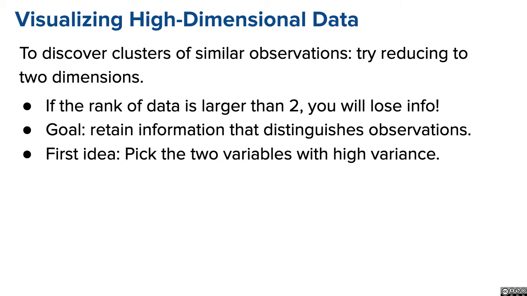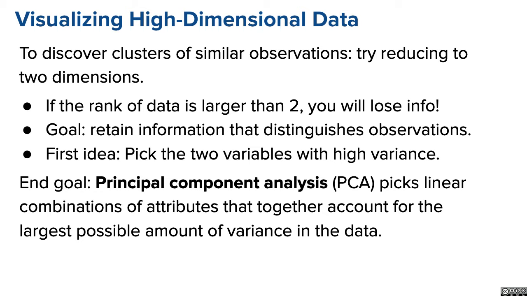Okay, so our first idea for this might be to pick the 2 variables with the highest variance. Our end goal here is to build up to what we call principal component analysis, or PCA, where instead of picking just the 2 variables or 2 columns with the highest variance, what PCA will do is combine some columns together to create some feature combos that capture some variance in our data. But first, let me go through the first idea and show you what this intuition is.